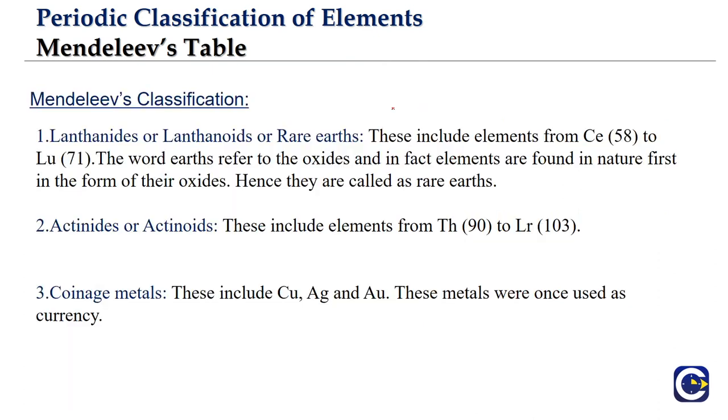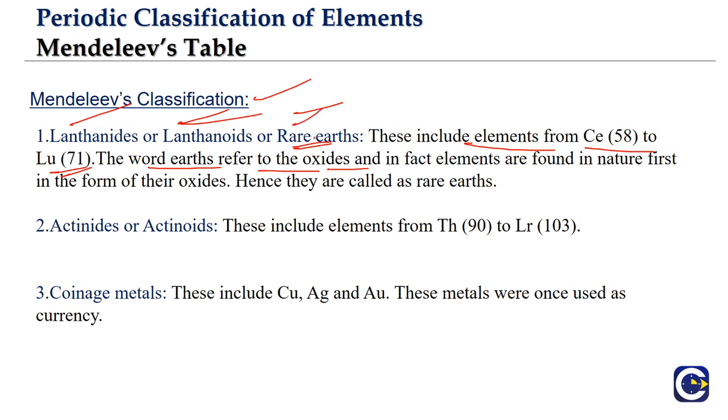We'll talk about it. So if you look at Mendeleev's classification of elements, we have lanthanides, which are also called the rare earths. These will be the elements from cerium to lutetium, which we call rare earths. Why they are called rare earths is because in their most common form they are present as oxides, and the word earth refers to the fact that they are present in the oxide form.